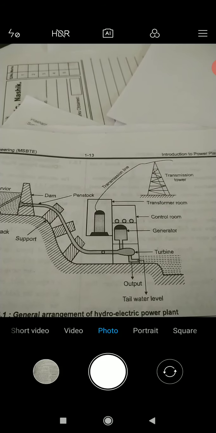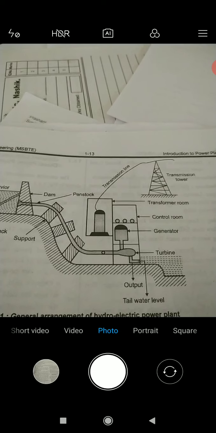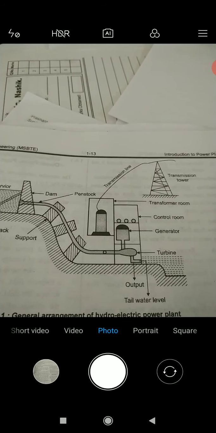This is a part of the reaction turbine. Draft tube is a diverging discharge passage connecting the runner with the tail race. It maintains static suction head if the runner is located above the tail water level.